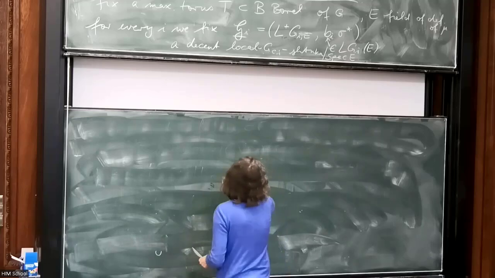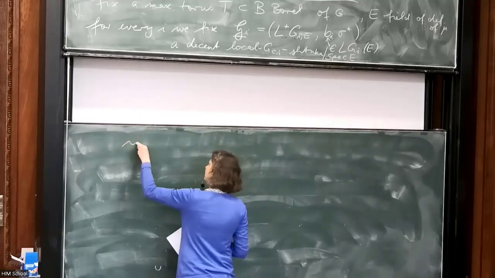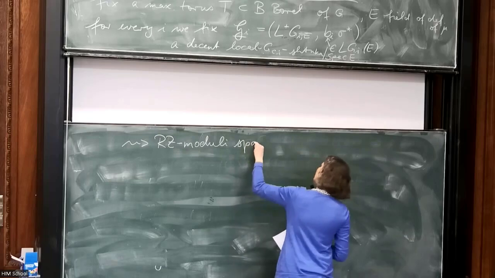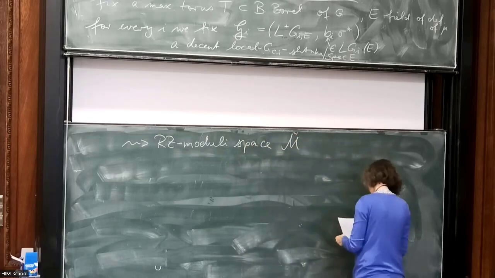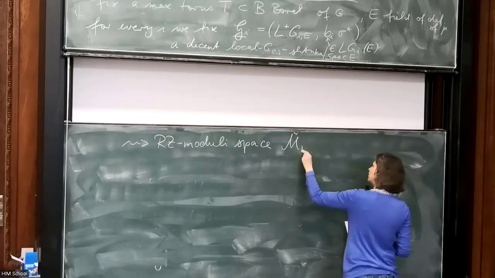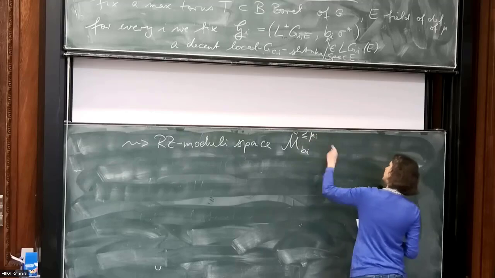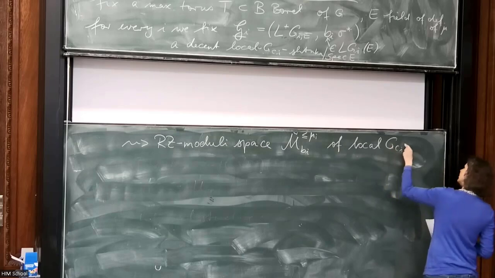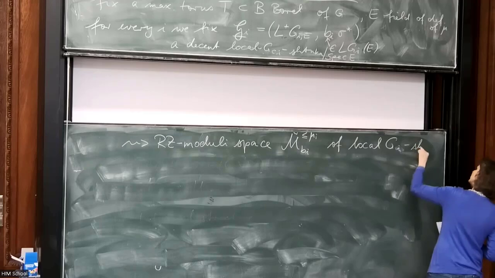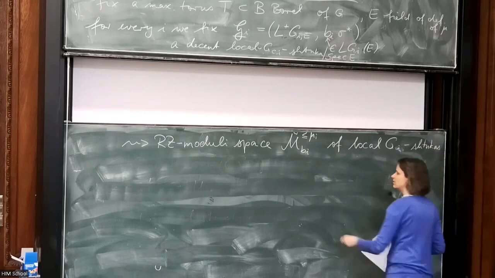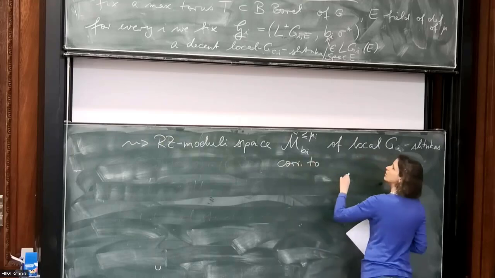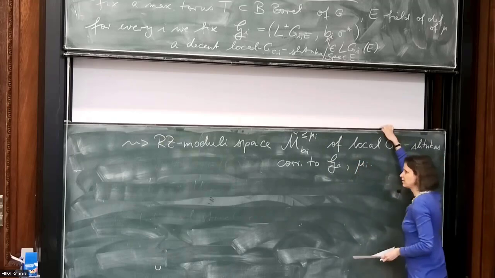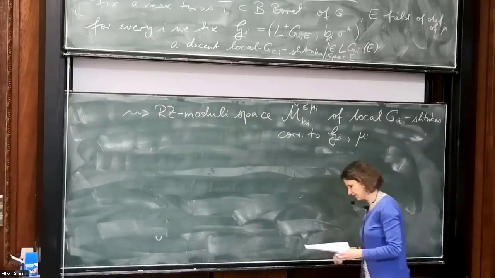Okay, so for every i we fix this. So we get a Rapoport-Zink moduli space, M breve, how do I call this, M breve of b_i less or equal to mu_i of local G_i Shtukas corresponding to this G_i underline and the bound mu_i. So this is the kind of moduli space that I constructed last time.